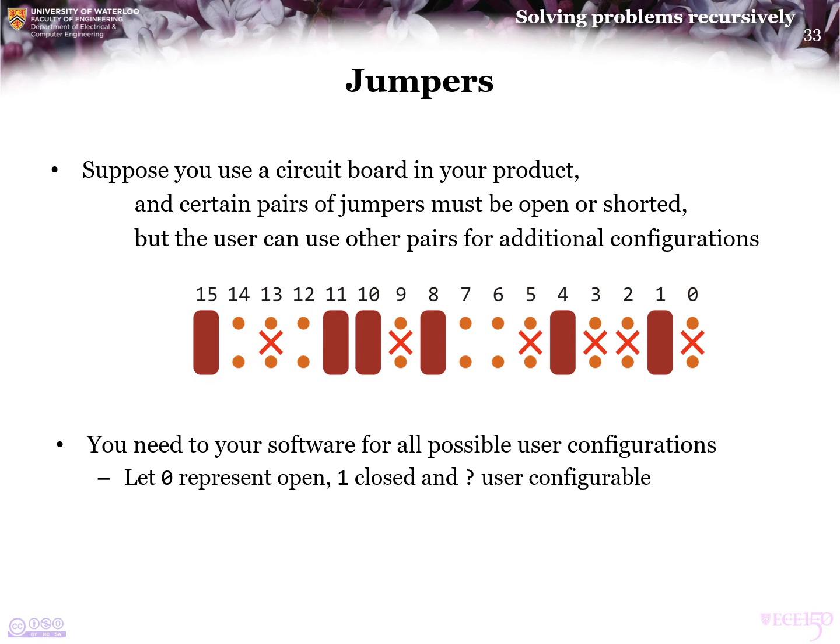Now, if you have software that uses this circuit, you must test your software under all possible user configurations. So what we're going to do is we will let 0 represent a pair that must be open, 1 representing a pair that must be closed, and a question mark is used to represent any pair that is user configurable. So for the above situation, we would represent this as this sequence of 1s, 0s, and question marks. Well, this is a string with an alphabet of 3 possible characters.